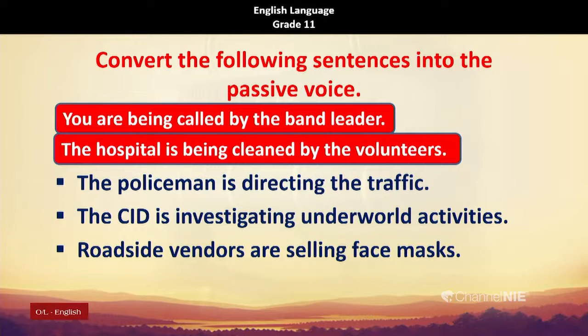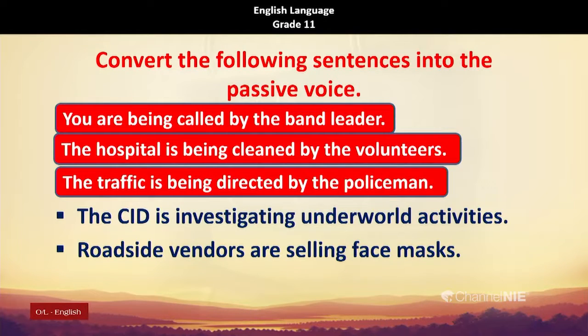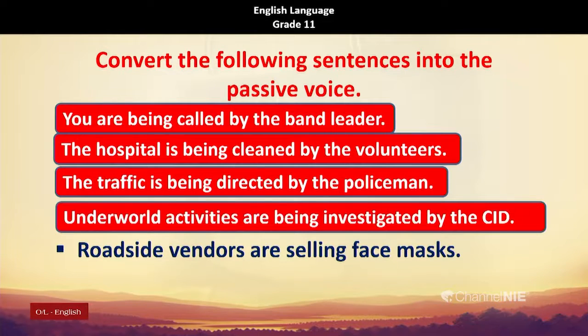Third one, the policeman is directing the traffic. The traffic is the subject of the passive voice sentence. The traffic is being directed by the policeman. The CID is investigating underworld activities. Underworld activities, a plural noun, becomes the subject of the passive voice sentence. Underworld activities are being investigated by the CID.